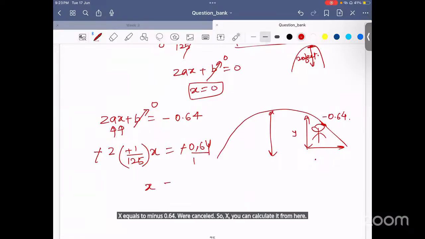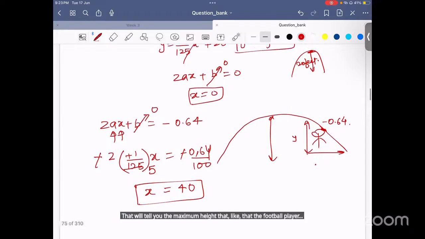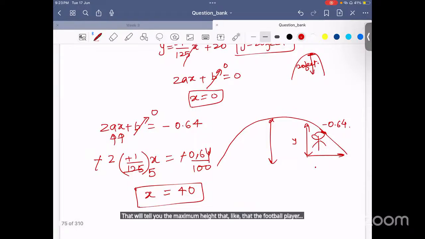You will be getting 40. X equals 40, correct? X equals 40 you got. Now you have to calculate the value of y. That will tell you the maximum height that the football player jumped, or whatever the height at which he did the header.